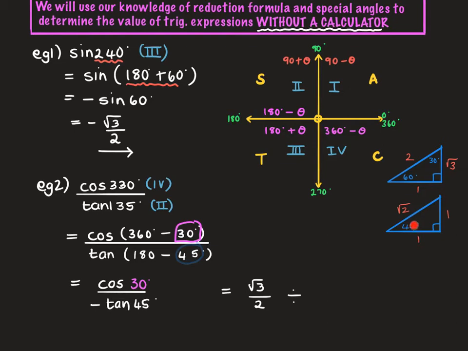So tan is opposite over adjacent. So negative 1 over 1, or just negative 1. So anything divided by negative 1 would just stay itself, but this will become negative root 3 over 2. Hey presto, you've answered the question and you are amazing.